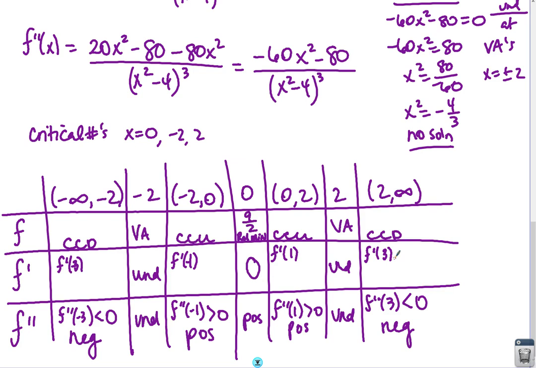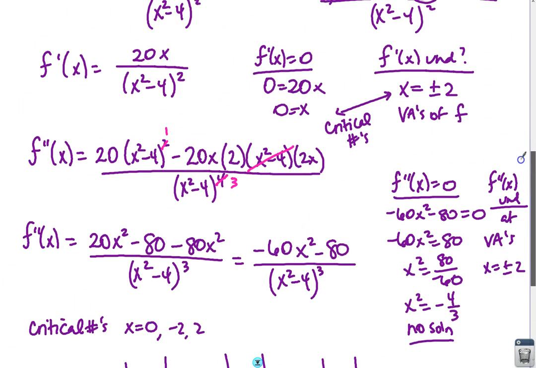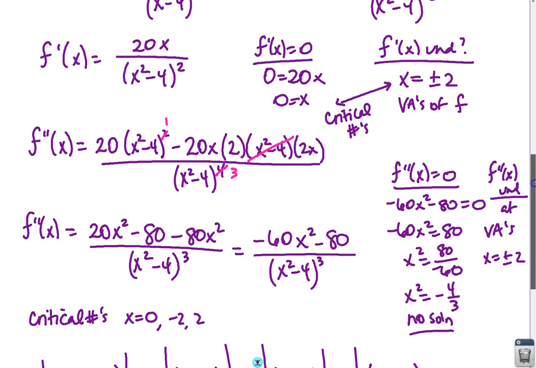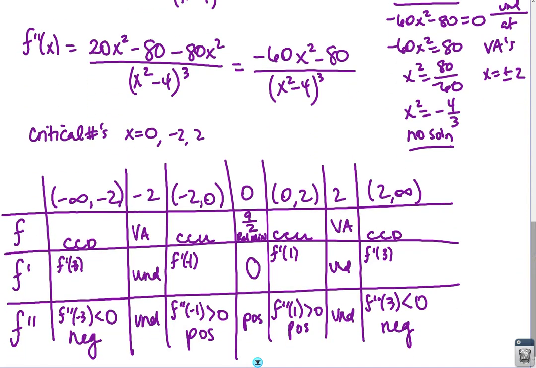I'm going to just tell you that I've done the math here. Again, I do the whole look for the positives and negatives up top and bottom. And actually, 20x over x squared minus 4 quantity squared. Remember, this was my first derivative. Basically, no matter what number you plug into the denominator, you're always going to get a positive value because you're squaring it. So you really just need to look at the numerator. So that tells me that whenever I plug in a negative into the numerator, I'm going to get a negative.